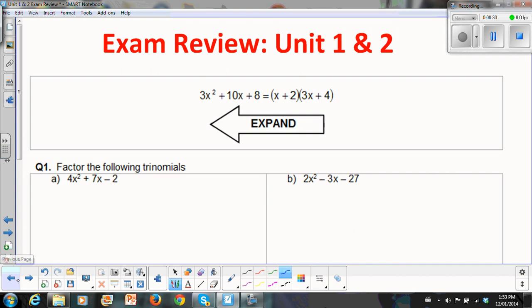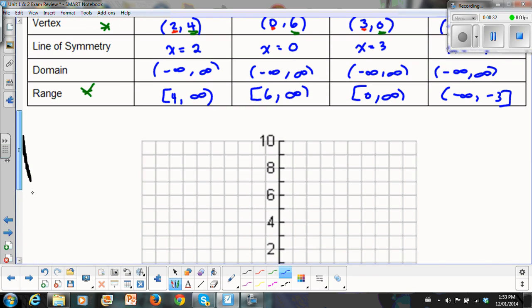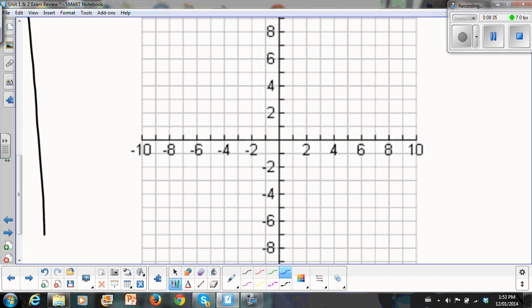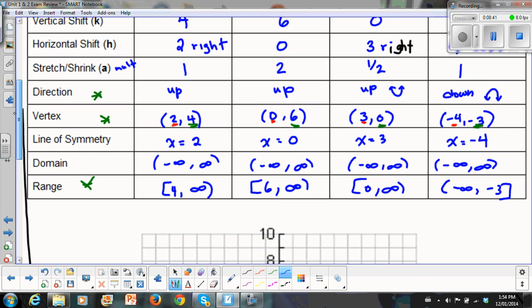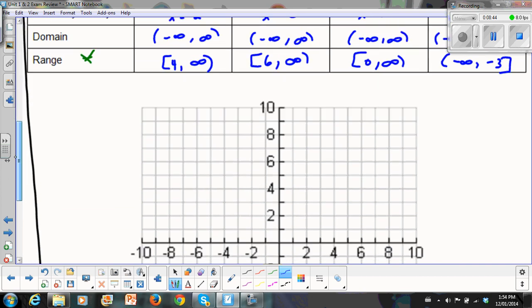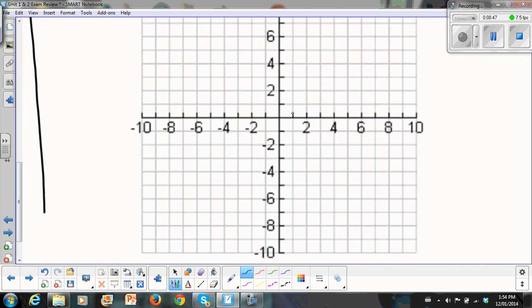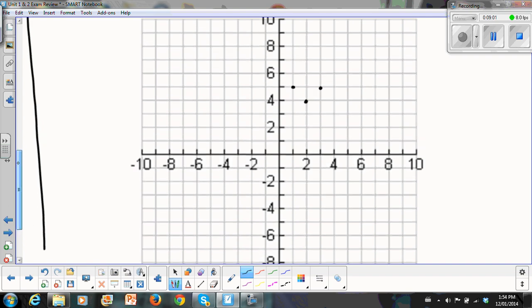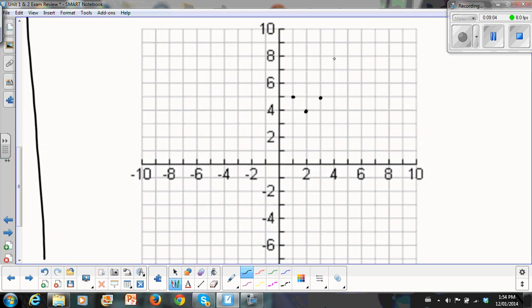I'm not sure if we were supposed to graph those, but we can do the graph of all 4 of them. The first one, we're at 2, 4, and opening up. I'll just do different colors. So we go over 2, up 4, and from there we're opening up. Our step pattern is for every 1 squared, we go up 1. For every 2 squared, you go up 4. 1, 2, 3, 4 from the vertex. And you can see the y-intercept there is at 8.